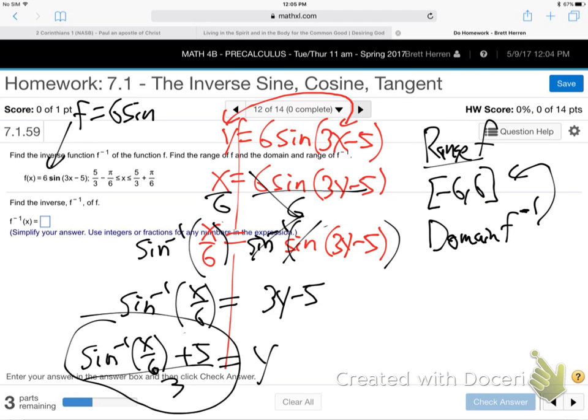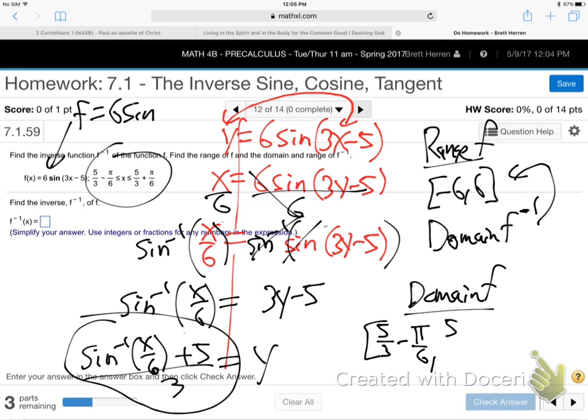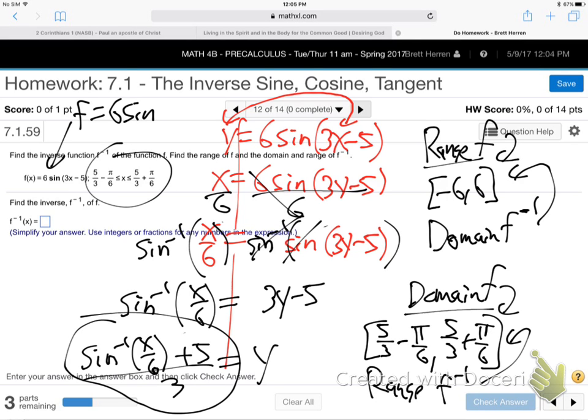Same thing. And then they're going to say, okay, what's the domain of the original function? And that's right here. They handed it to us. See, they're saying x values for the original function. So don't do anything difficult for that. They gave it to you: 5/3 minus pi over 6 comma 5/3 plus pi over 6. And that is the same as the range of the inverse. And there we go. We are done.